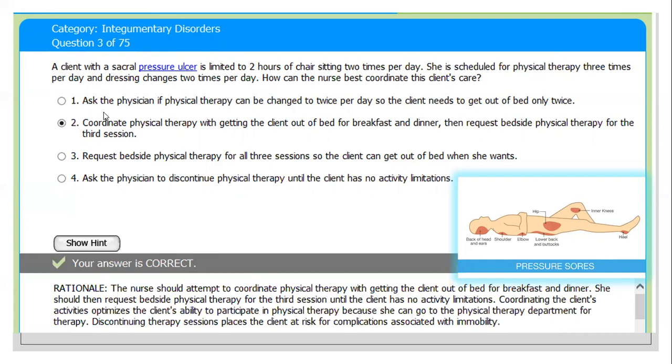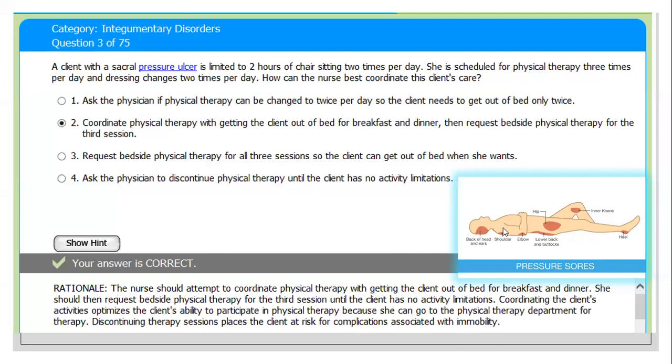Why do we choose number 2? The rationale says the nurse should attempt to coordinate physical therapy with getting the client out of bed for breakfast and dinner, and should then request bedside physical therapy for the third session until the client has no activity limitations. Coordinating the client's activities optimizes her ability to participate in physical therapy because she can go to the physical therapy department for therapy. Discontinuing therapy sessions places the client at risk for complications associated with immobility.